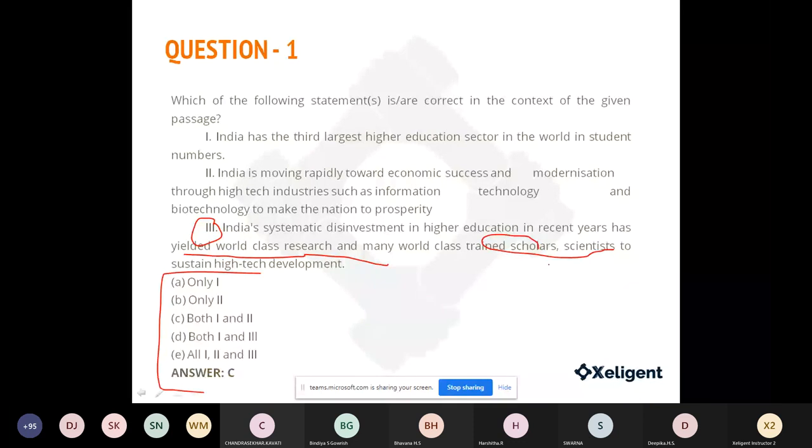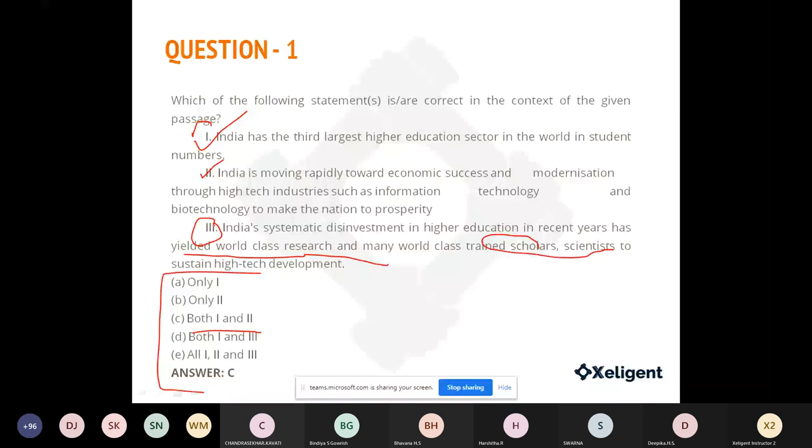It is option C, that is, both 1 and 2 are correct. In the passage you can find statements 1 and 2 directly, whereas statement 3 is not told in the passage. So statement 3 is false. I hope you're all understanding.